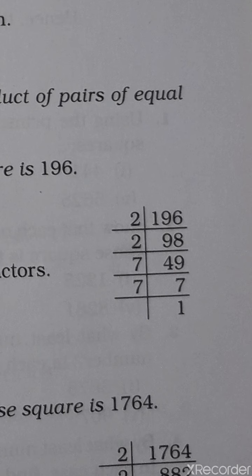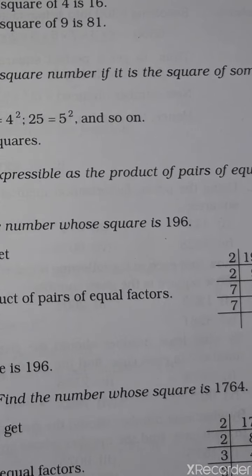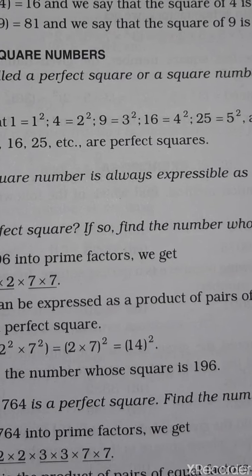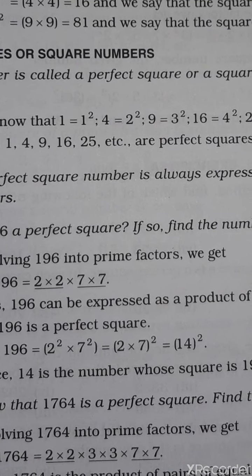Then we move on and find the prime factorization of 196, that is 2 into 2 into 7 into 7 into 1. 1 can be neglected, it can be ignored because it doesn't cause any change in the product. 1 multiplied by any number gives that number itself. The prime factorization thus obtained is 2 multiplied by 2 multiplied by 7 into 7.